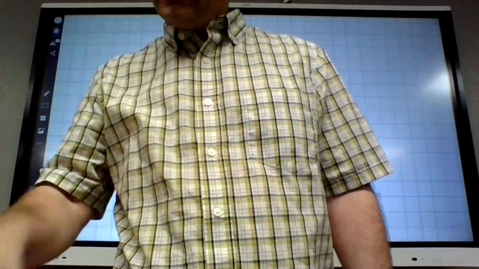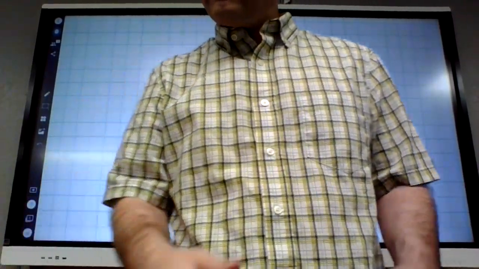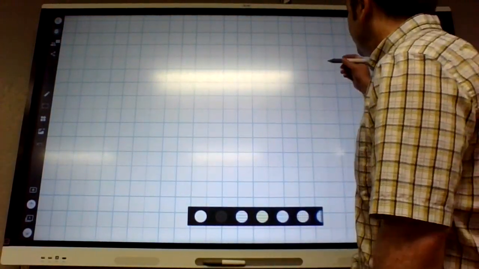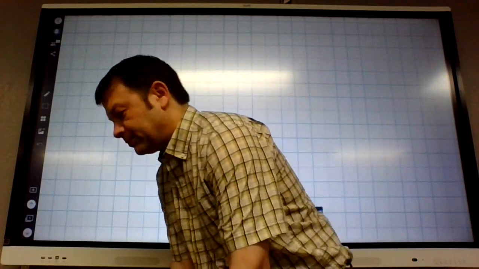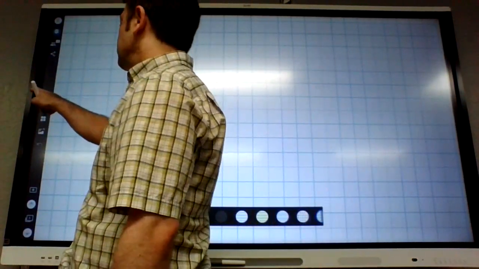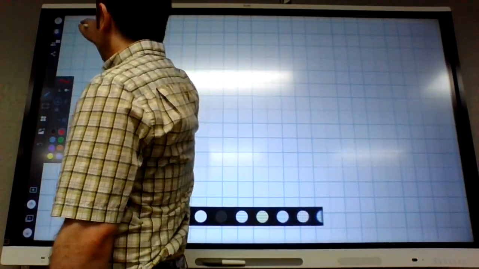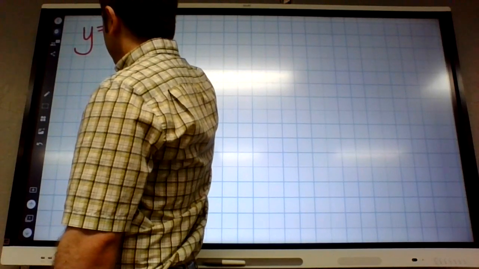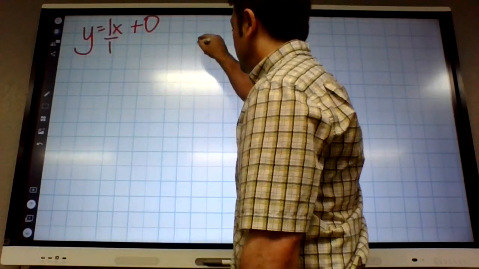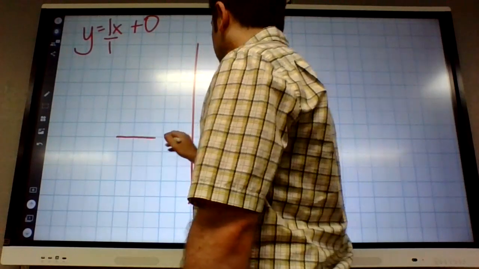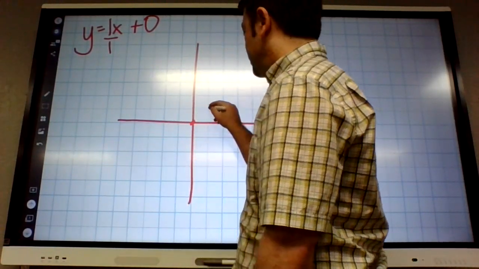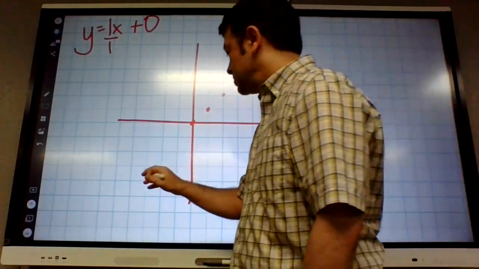Okay, so number 11 says on a single set of axes, graph f of x equals x. You guys remember what y equals x looks like? It's a diagonal. It has a y-intercept of 0 and a slope of 1 over 1. So we start at 0, go up 1 over 1. Yes, it's a diagonal.